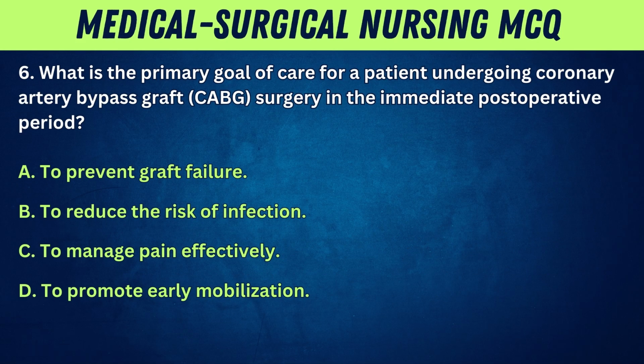6. What is the primary goal of care for a patient undergoing coronary artery bypass graft (CABG) surgery in the immediate postoperative period? A. To prevent graft failure. B. To reduce the risk of infection. C. To manage pain effectively. D. To promote early mobilization.